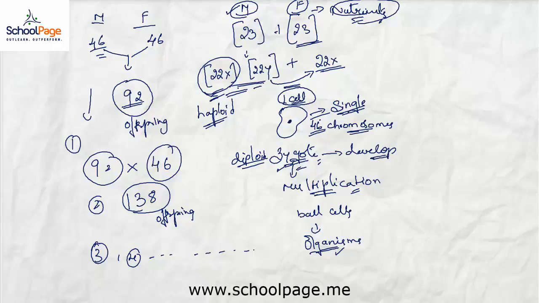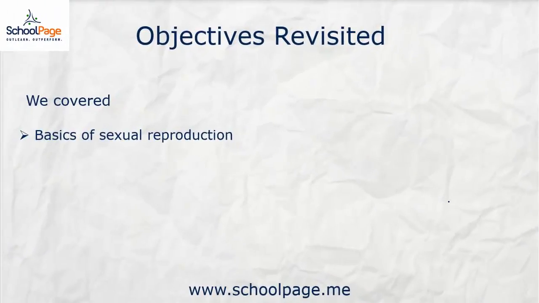Sexual reproduction hence involves the union of gametes to produce a zygote with the diploid number of chromosomes, which undergoes multiplication to form a ball of cells and then eventually differentiates into an organism. This process is called development. So the developmental stages are involved for the zygote to transform into an organism. In this video, you have understood the basics of sexual reproduction.